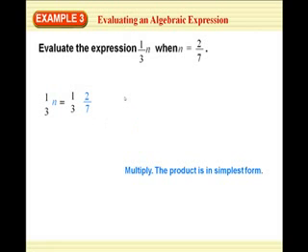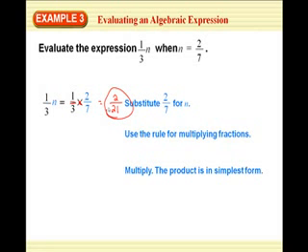Okay. So example number 3 says evaluate the expression 1/3 times n when n equals 2/7. So what we're doing is we're just substituting, and they kind of left some stuff out here. They're just substituting in for n the 2/7. So we've got to put a times there, because when there's nothing between a number, even though it's a fraction, it's still a number and a letter, it means to multiply. So we'll put the dot, and we're missing a line right there. So it's just top times top. 2 times 1 is 2. 3 times 7 is 21. So the answer is 2/21.